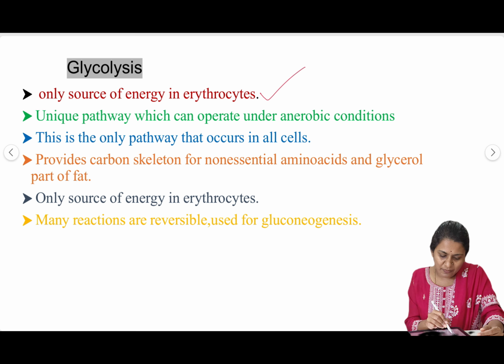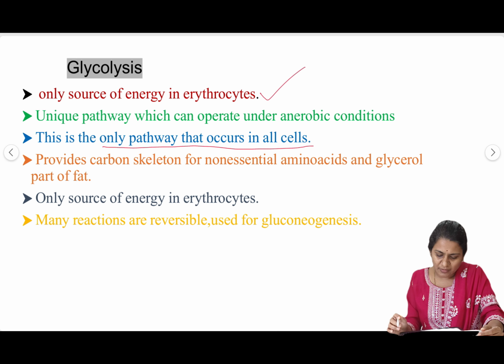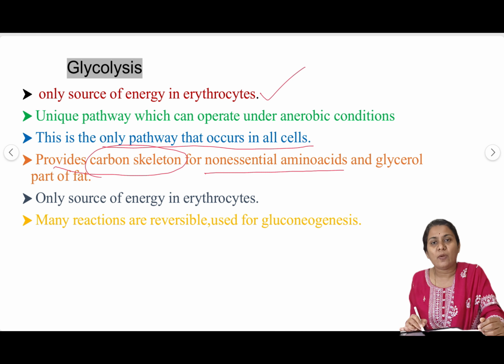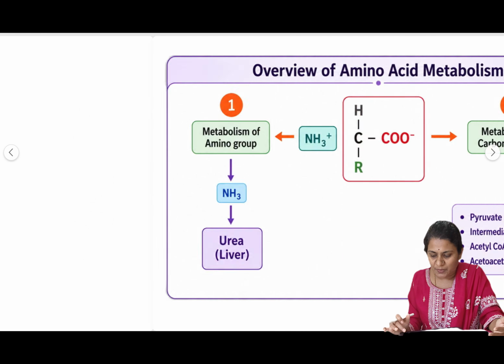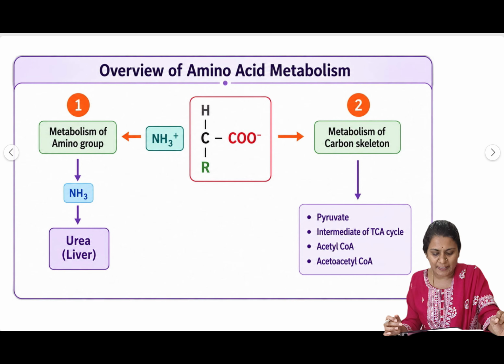And this pathway occurs in most of the cells. It also provides carbon skeleton for non-essential amino acids. What are non-essential amino acids? The amino acids which can be synthesized by our body itself.